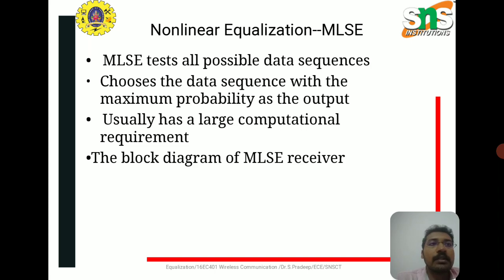Nonlinear equalization, maximum likelihood sequence estimator. The MLSE tests all possible data sequences. It chooses the data sequence with the maximum probability as the output. It usually has a large computational requirement.